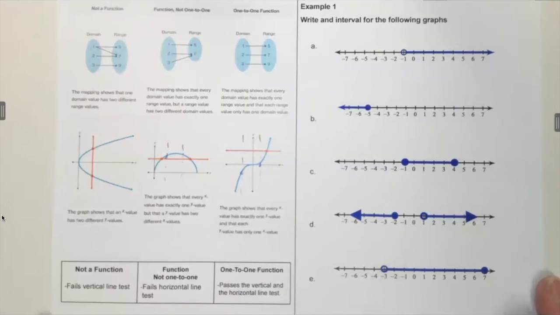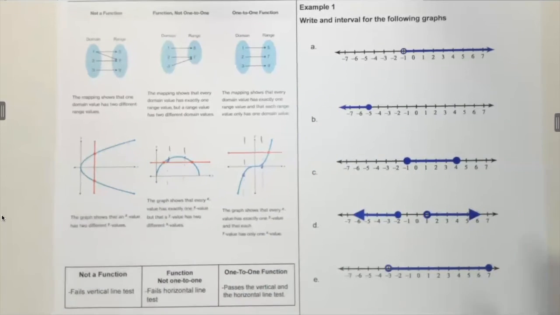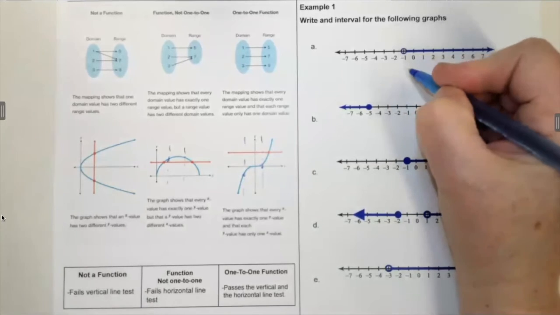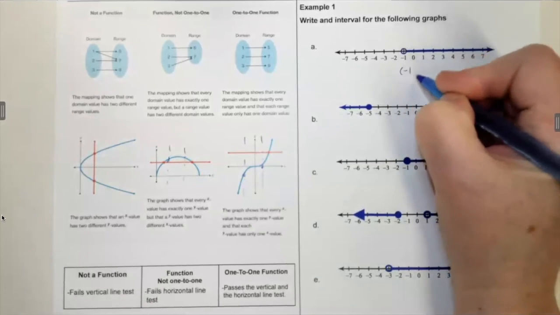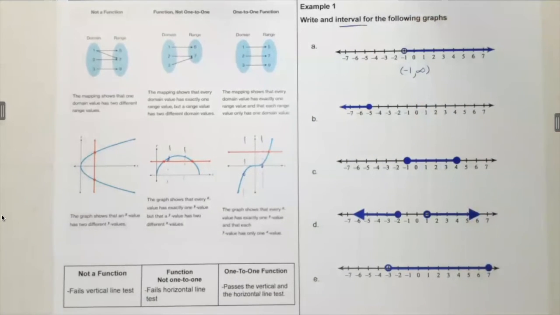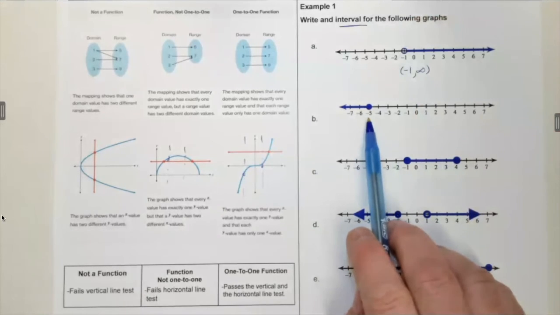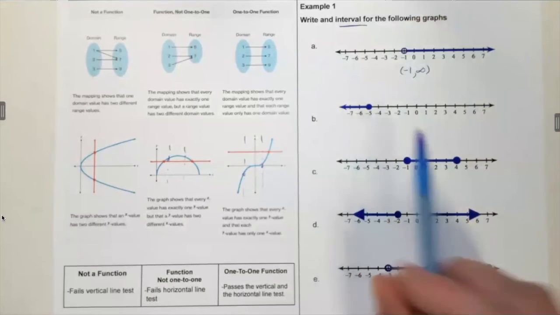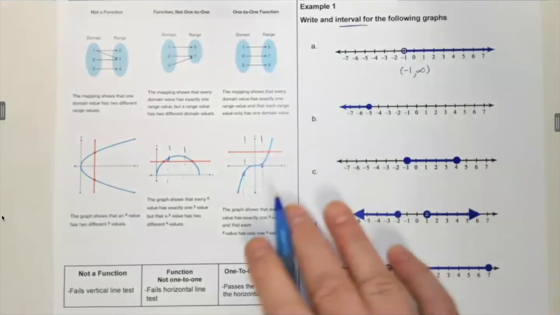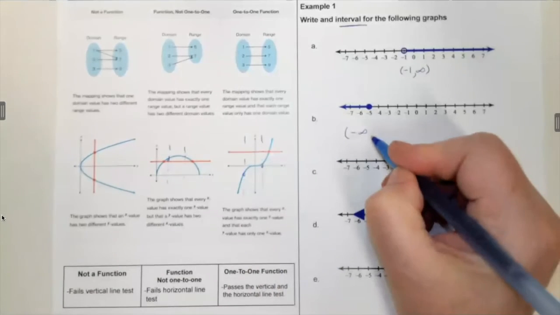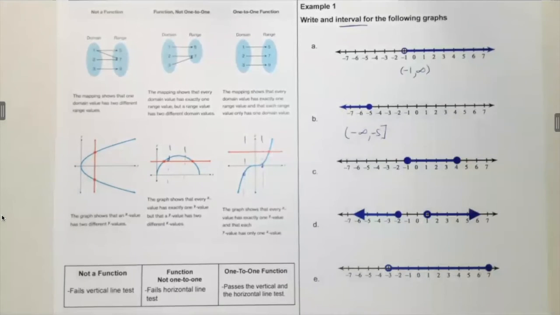Example 1, write an interval for the following graphs. X is greater than -1. It does not include -1, and it's going to positive infinity. Problem B, X is less than or equal to -5. It does include -5 because of the colored in circle. We always do interval notation from least to greatest. Negative infinity all the way to -5. Square bracket for -5, rounded bracket for negative infinity.